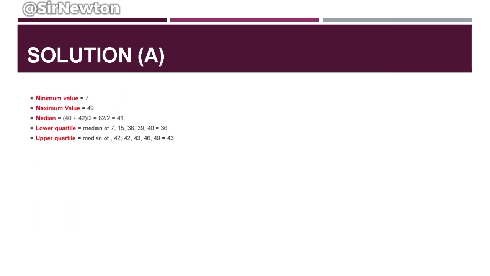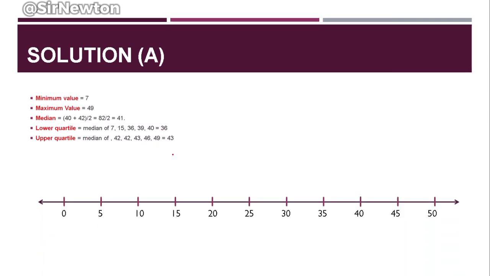Now that we've gotten this, our minimum value to be 7, our maximum value to be 49, our median to be 41, the lower quartile to be 36, and the upper quartile to be 43, we will draw our number line. Based on the data you are given, that will give you a clue as to how to draw your number line. I have 7, I have 49, I have 36, 41, and 43. So I decided to start the numbering from 0 and then end at 50 with an interval of 5.